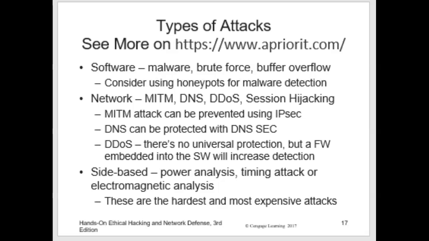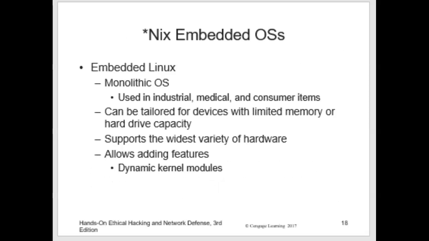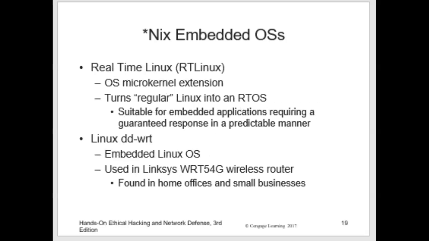And then there's also side-channel attacks. Side-channel attacks intend to use the hardware security flaws in these embedded systems and hack them. This is really hard to do. It's the most expensive type of attack. But just to make you aware of it. Now, Linux, Unix, etc. The NIX family has embedded OSs too, and can be hacked. There's a real-time Linux, or RT Linux, which is real-time embedded software. Linux DD-WRT is another one that can be exposed.